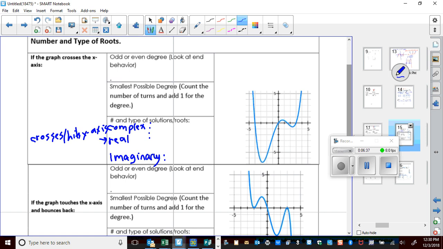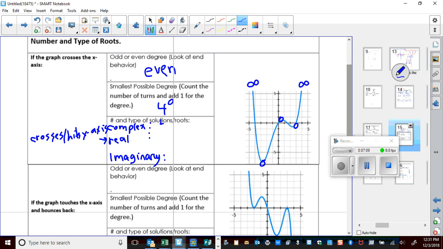Okay? Now, is this polynomial odd or even? First we look at the end behavior. If the ends are going in the same direction, in a positive direction, towards positive infinity, then this is an even polynomial. If they're going in opposite directions, it's an odd polynomial. For the smallest possible degree, we count the number of turns and add 1. So I have 1, 2, 3, 4 degree polynomial.